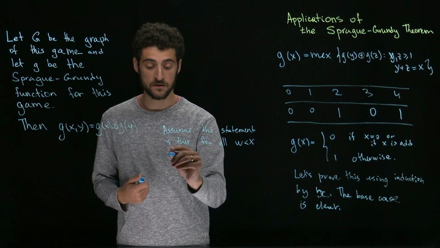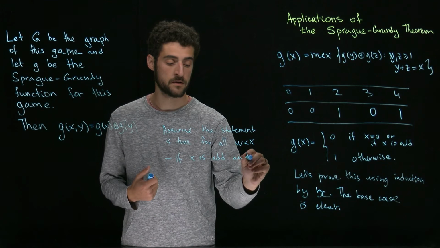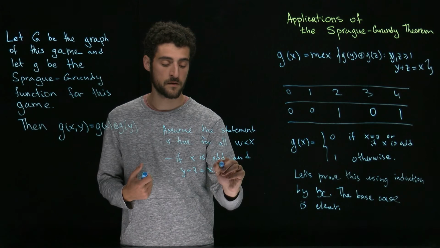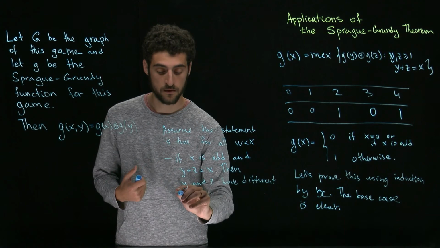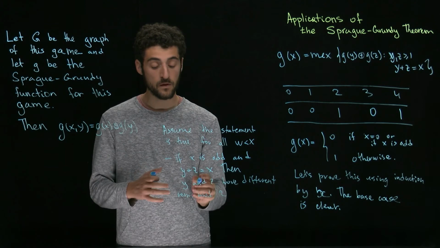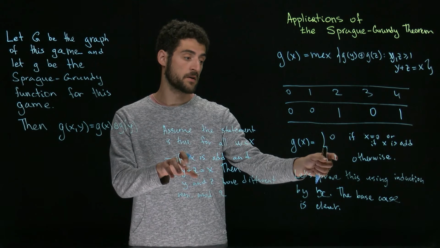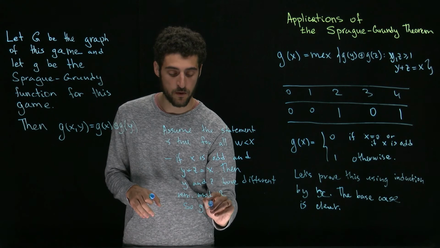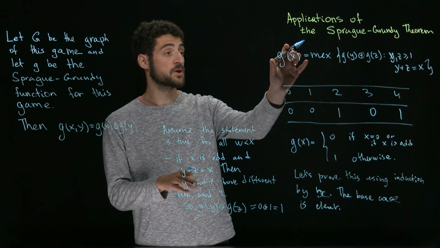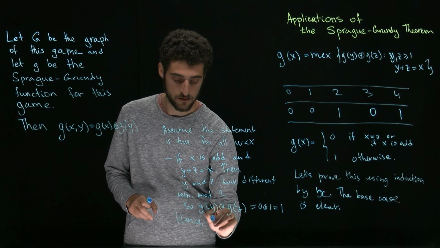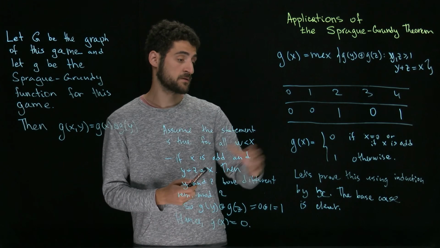If x is odd, and y plus z is equal to x, then y and z have different remainders modulo 2, which means that one of them has the Sprague-Grundy value 1, and another one has 0 by the assumption. So g of y XOR g of z is equal to 0 XOR 1, which is 1. Hence, g of x, which is the max of 1, would be 0. And this finishes the proof.